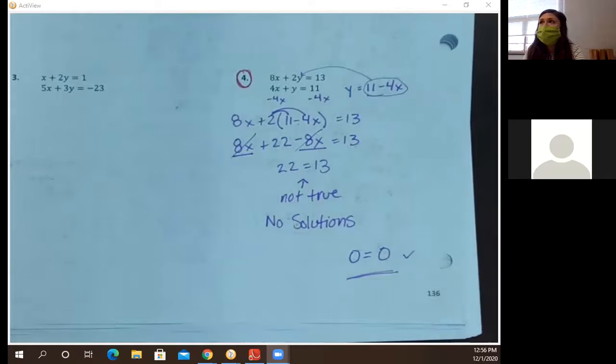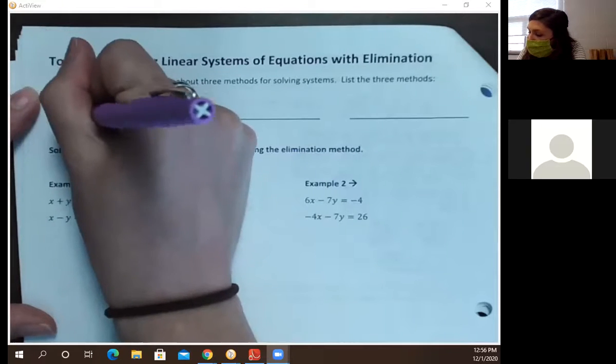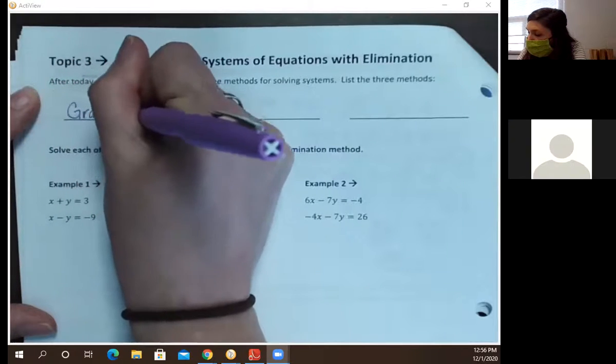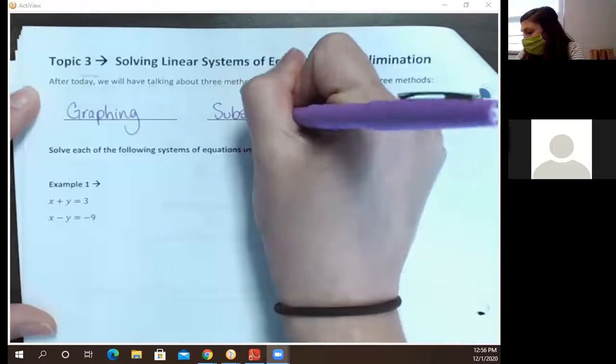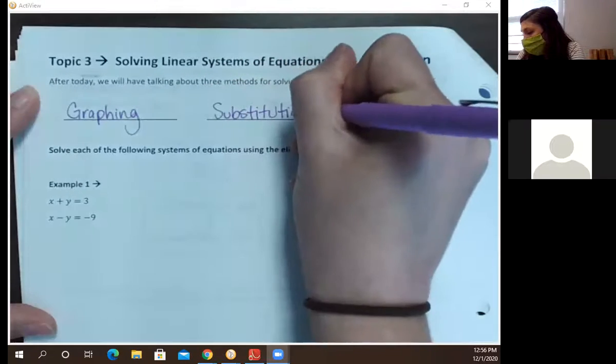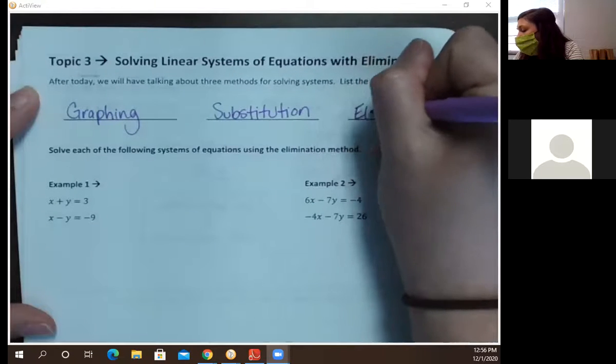Questions on number 4? Or any of your other homework problems while we're here? Okay. So today we're going to look at one more algebraic method for solving a system of equations. So far, the strategies that we've looked at have been graphing, substitution, and then today we're going to look at a strategy called elimination.